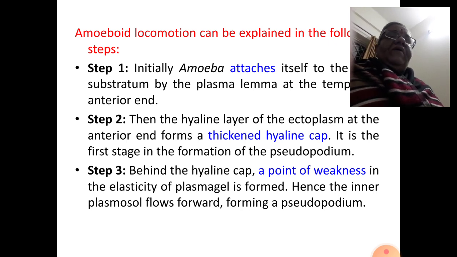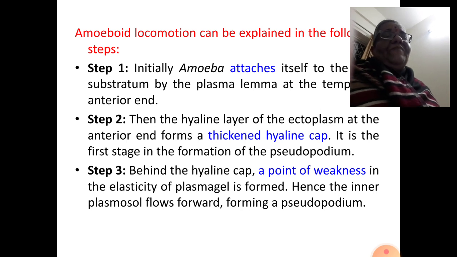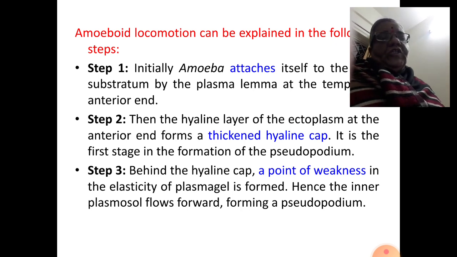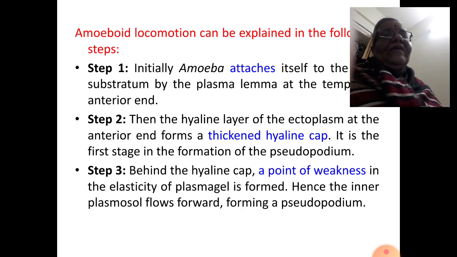Third step, behind this hyaline cap, a point of weakness in the elasticity of plasma gel is formed. Please note, plasma gel is highly elastic in nature, so a point of weakness is formed. That region becomes weak so that the sol can rush through, so that pseudopodium can be formed. That is the only concept here.